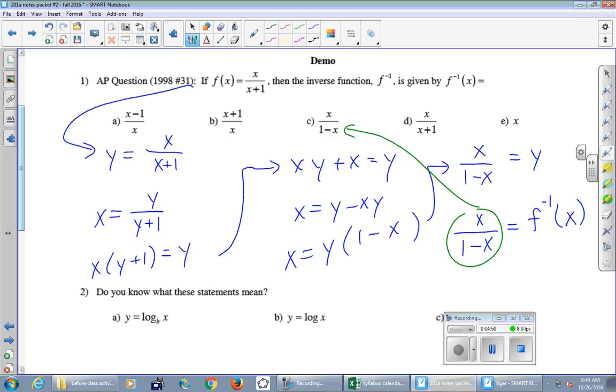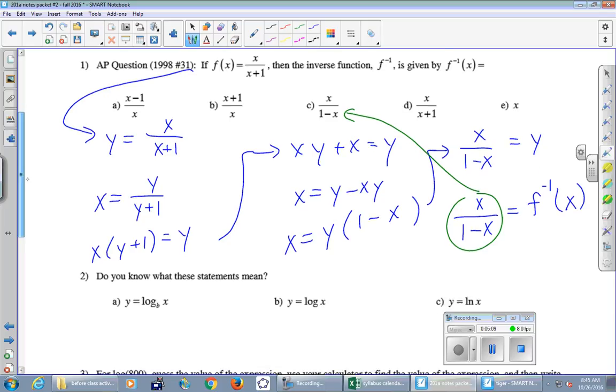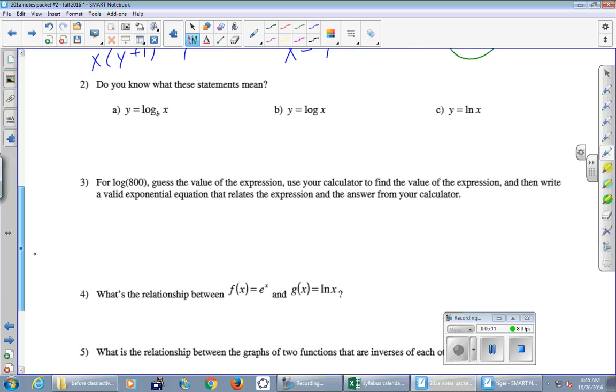Okay, so again, the key for the algebra on this one was to unbury all of the y's and then put the y terms on one side and the not y terms on the other side so that we could factor out that y. Questions on that? Okay, so that was a quick review of something about inverse functions. So moving on here to number 2, let's see if we can remember what all of these statements about logs mean. Y equals log base b of x means b raised to what power?